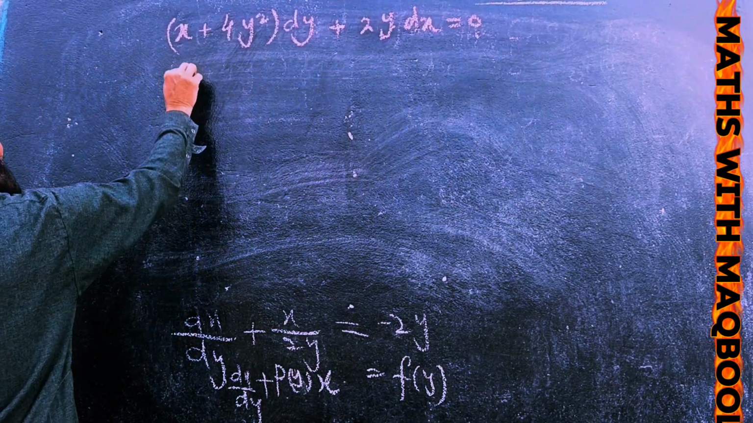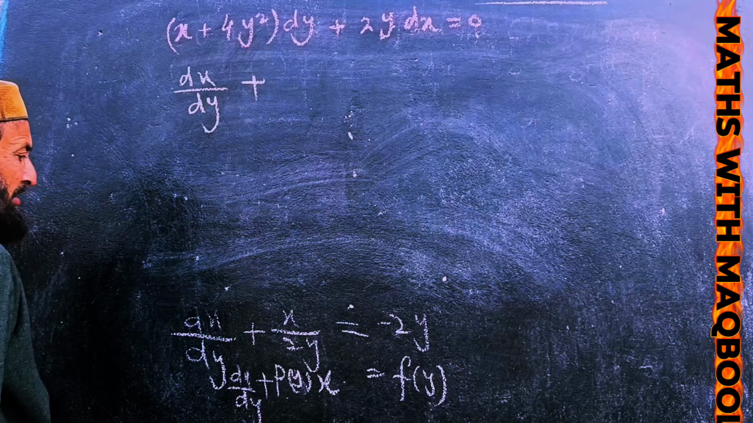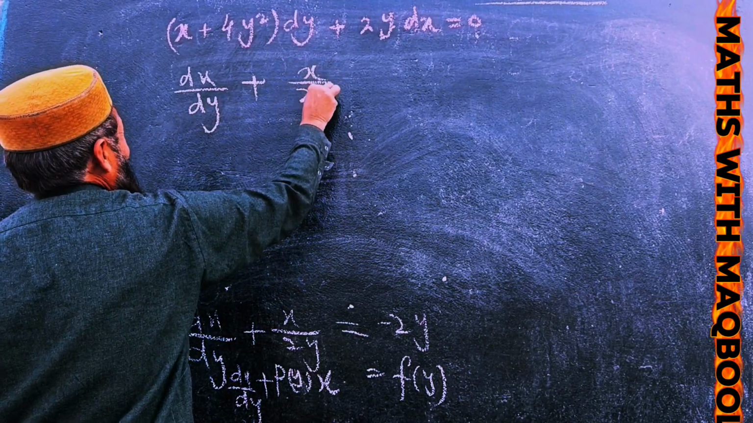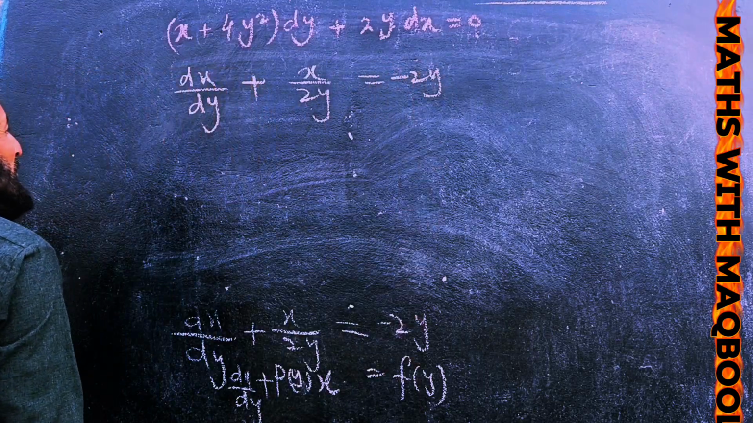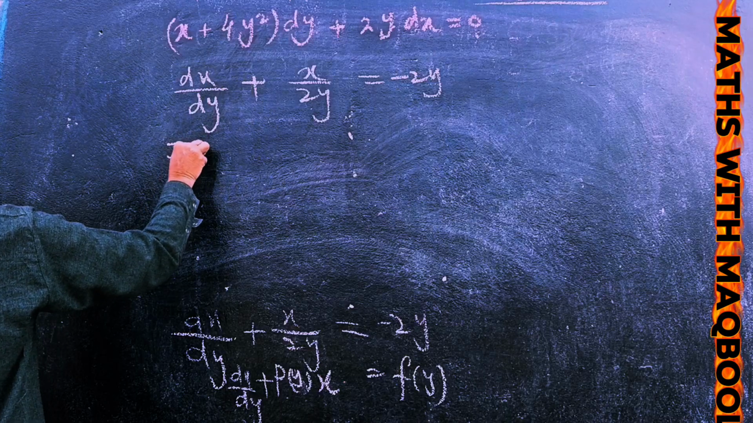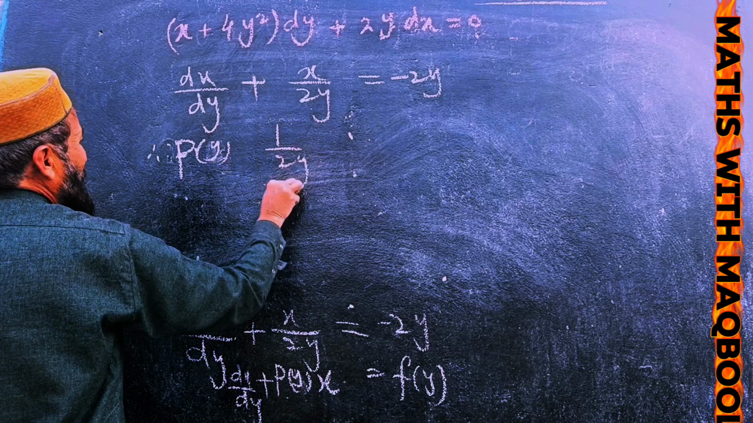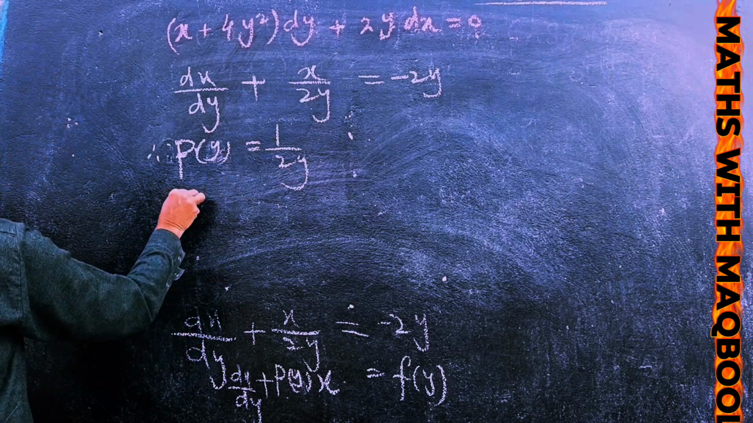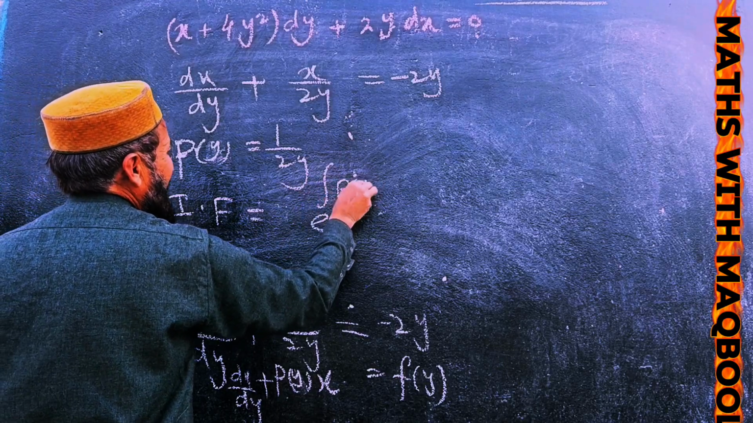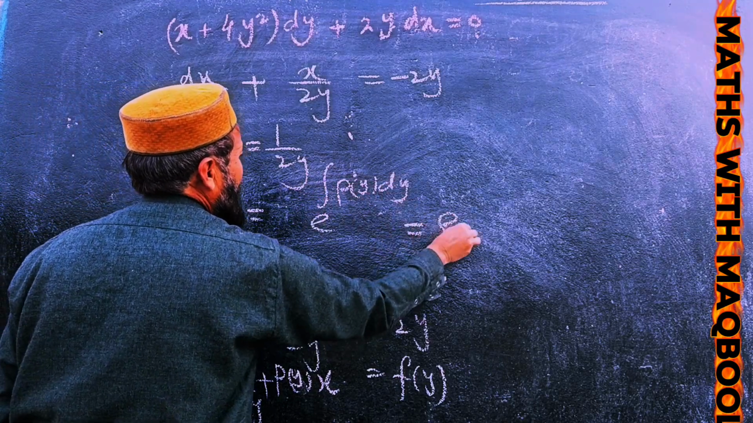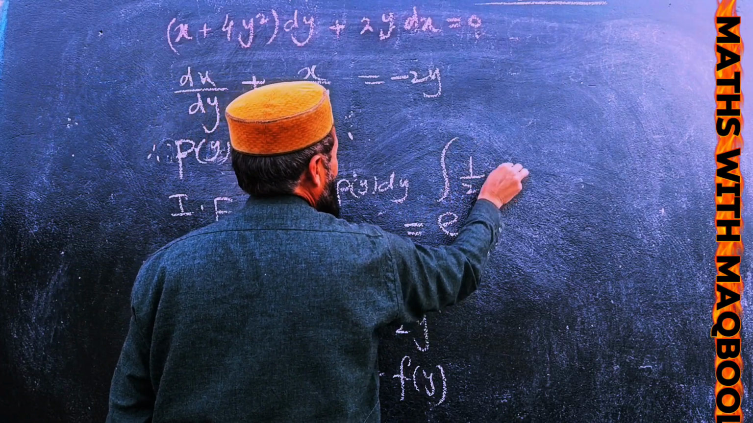Now dx divided by dy plus x divided by 2y is equal to minus 2y. So the integrating factor we are finding in here, p of y is equal to 1 over 2y. So now the integrating factor is e exponent of integral of p of y dy. So this will be equal to integration of p of y, which is 1 by 2y dy.